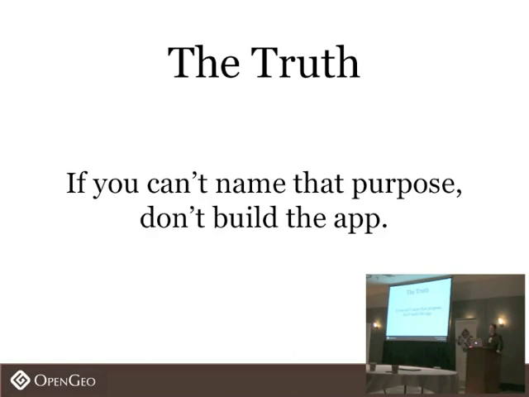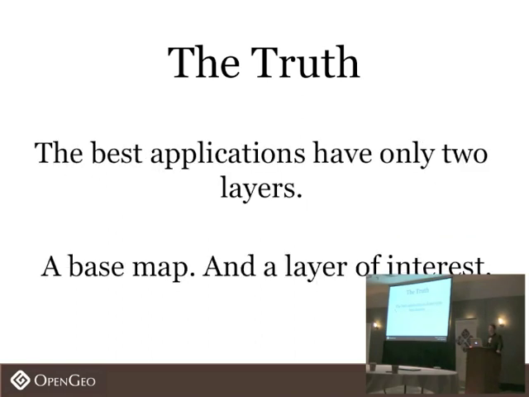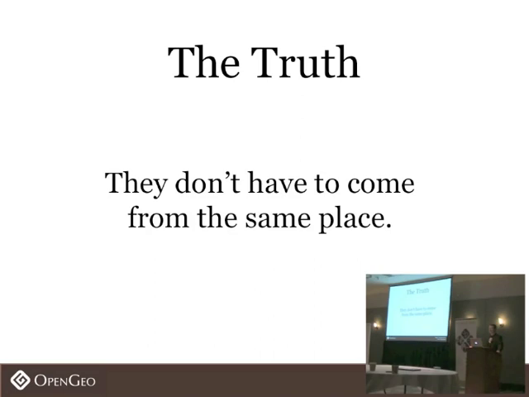I go even further down this road, and I like to say that the best spatial applications have only two layers: a base map and a layer of interest. And here's the best part about the spatial web. Here's the part that blows my mind. The layers don't even have to come from the same place. Like a good web application, it appears on your screen like a single composed piece, right? A pretty map, a useful tool, an analytical display. But each component can be served from a different location, from a different server, from a different organization entirely.